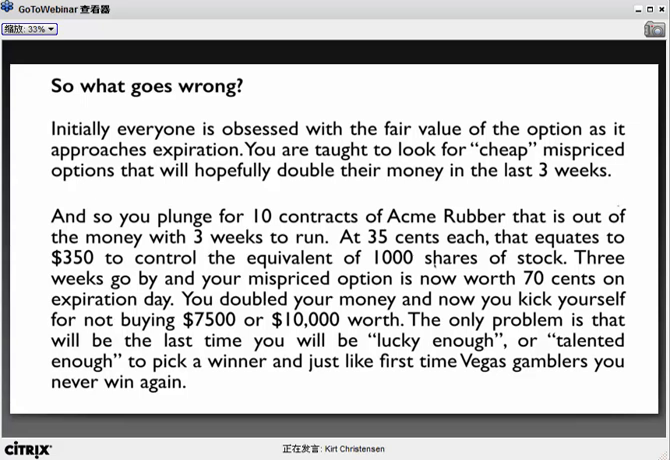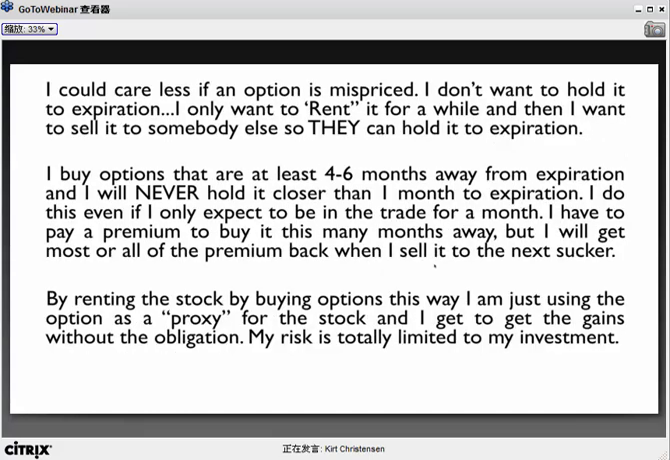Frankly, I could not care less if an option is mispriced. I don't want to hold it all the way to expiration. And the options that we purchase in the ETF tipping point, we never, ever hold to expiration. We only want to hold them for a couple of months during the trade and basically rent them and sell them to somebody else so they can hold it till expiration.